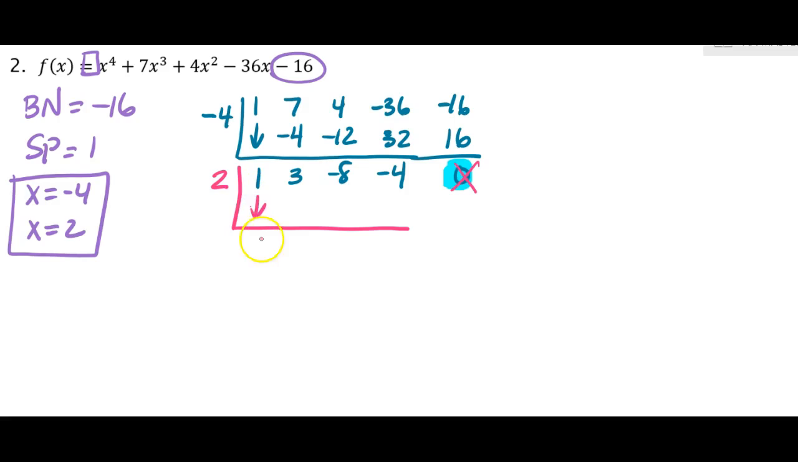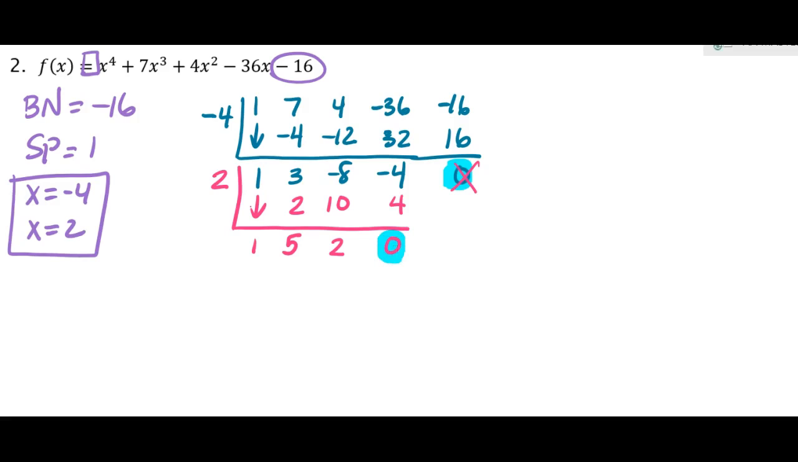So same process. Bring down the 1. 2 times 1 is 2. If I add, I get 5. 2 times 5 is 10. If I add down, I get 2. 2 times 2 is 4. And if I add down, I get 0. And again, you need to get 0 here, otherwise something went wrong.